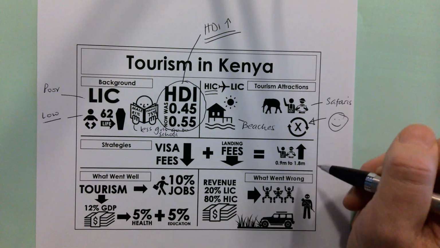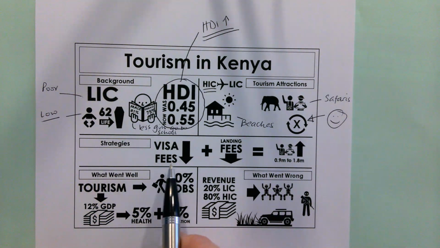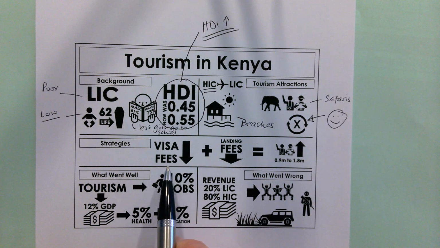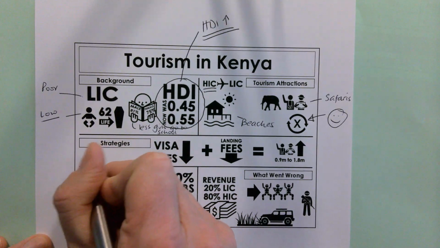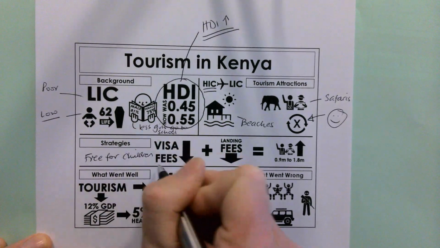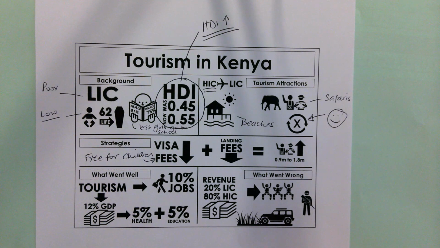So how have they done this? How have they improved tourism in the country? Visa fees. And the visa fees are basically the fee that a person has to pay to go and visit a country. They've reduced them for adults, and they've made it free for children. Now, if it's free for children, then it makes the holiday cheaper, so it will probably encourage more families to go there. And families generally end up spending more money when they go to a place because there's more people in the family to have to buy for and spend for.